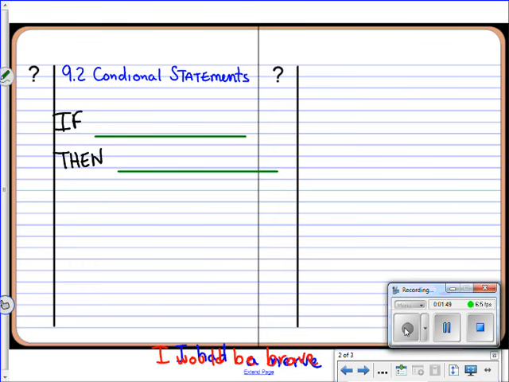Okay, let's get started. So 9.2, we're looking at conditional statements. Basically, conditional statements have an if-then kind of template to it, okay? The words that go in the first part are called the hypothesis. And the second part is called the conclusion.